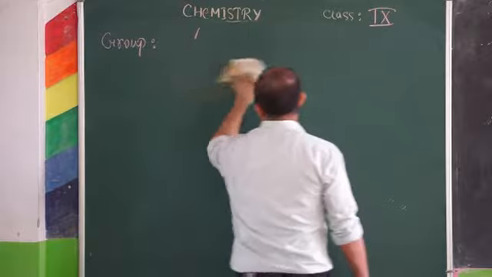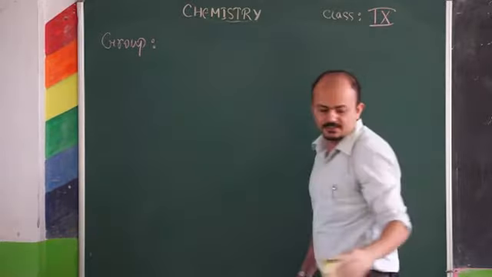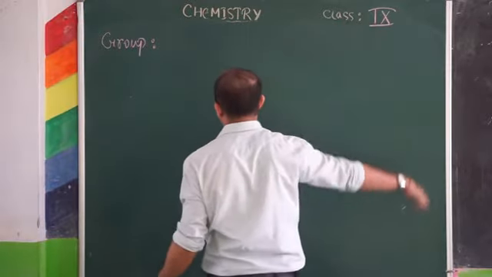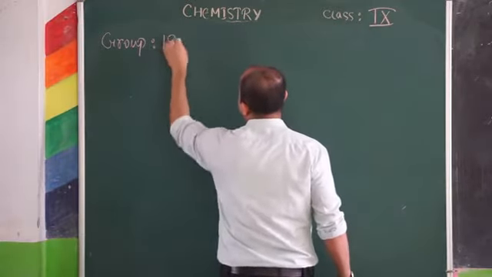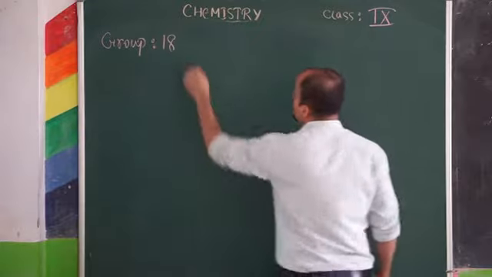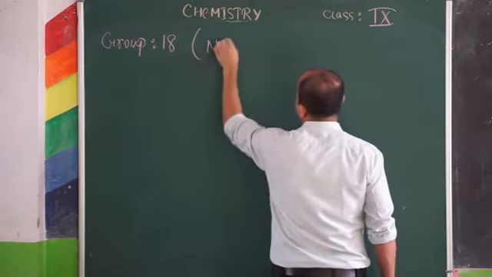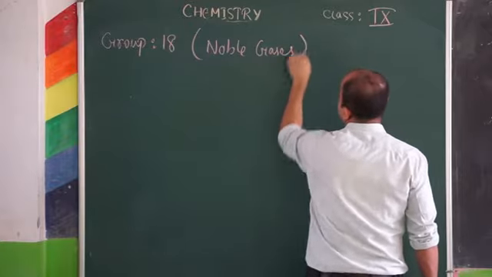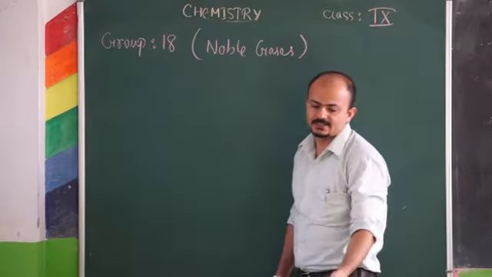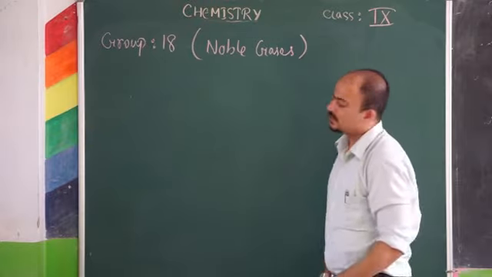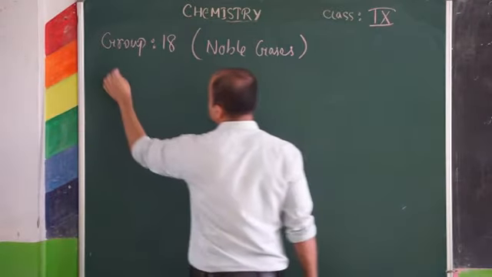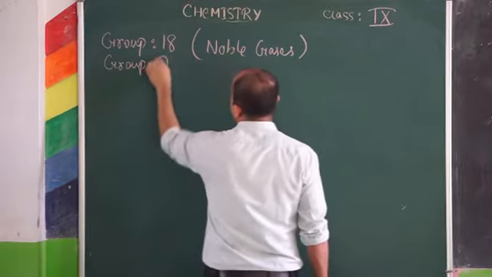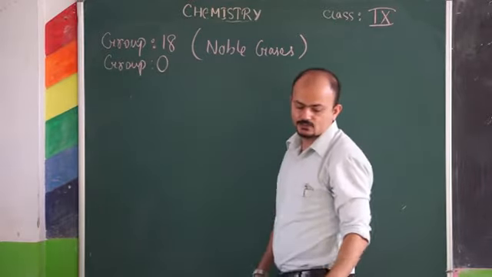Now group 18 in the periodic table is the extreme, the last column of the periodic table. That is also known as what? Noble gases, or inert gases. This group is also known as Group 0. So it has so many names.